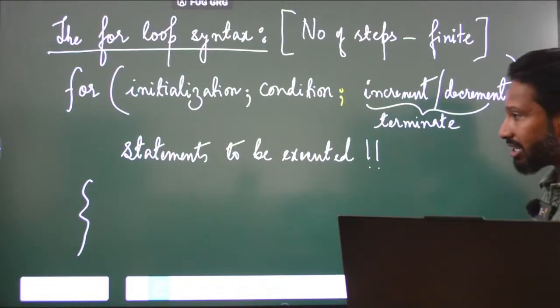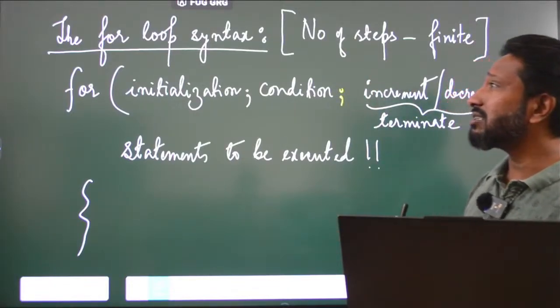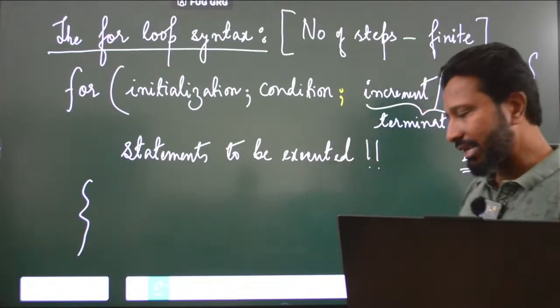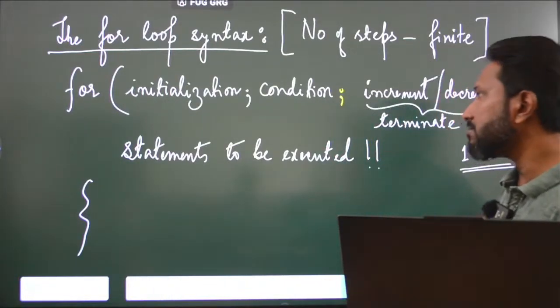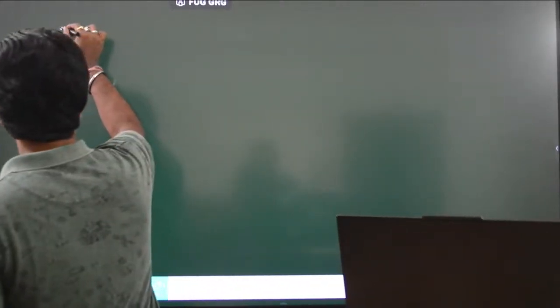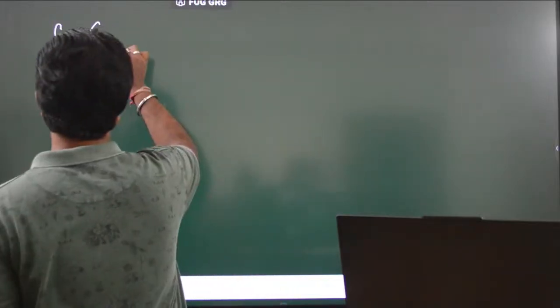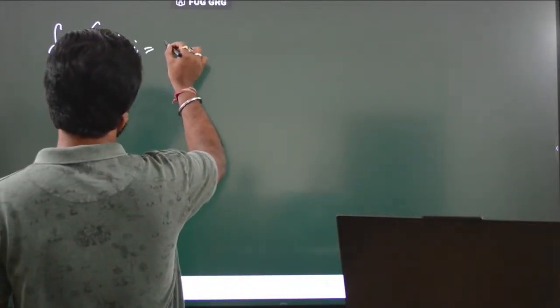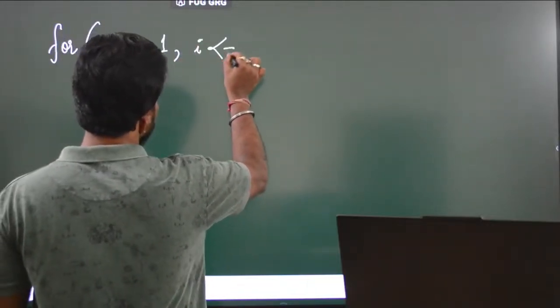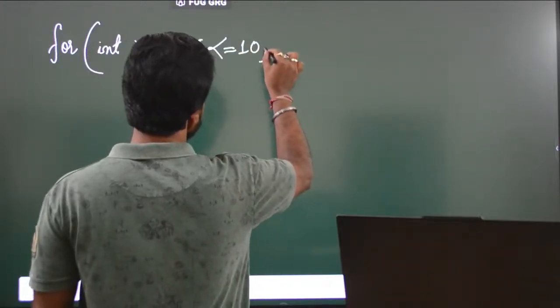So for the time being, let me do one thing. Suppose I want to print numbers 1 to 10. I can simply write it like this. For numbers, right? We are trying to print numbers. int i equal to 1, i less than equal to 10, i plus plus.